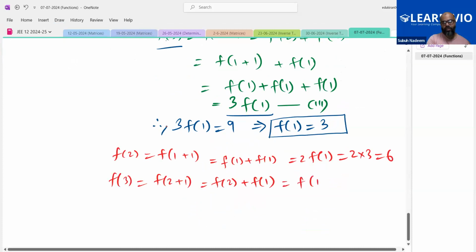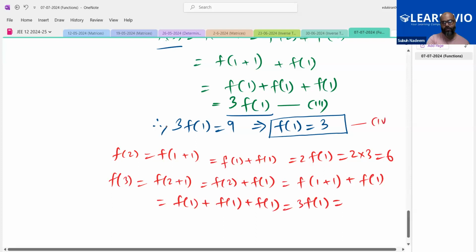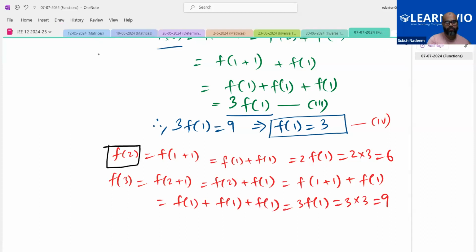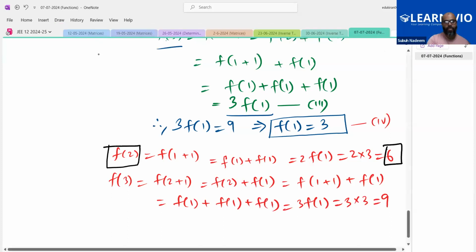And further, f2 is f of 1 plus 1. This we did above also. So it is f1 plus f1 and one more f1, so it is 3f1. f1 is 3 from here. So 3 into 3, it will be 9. So f2 we are getting as 6 and f3 we are getting as 9.